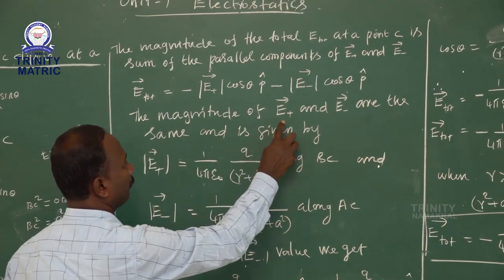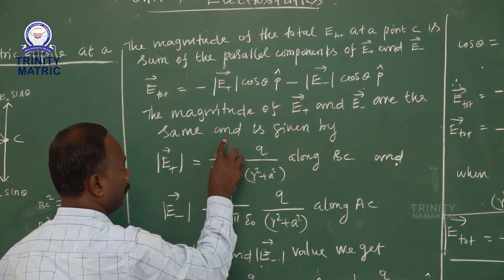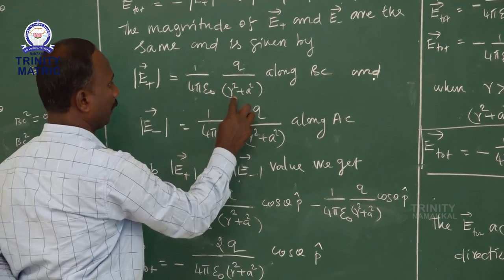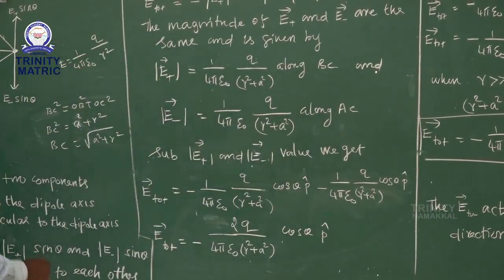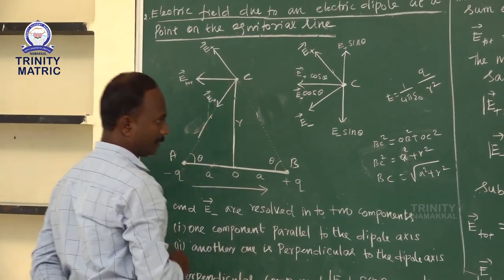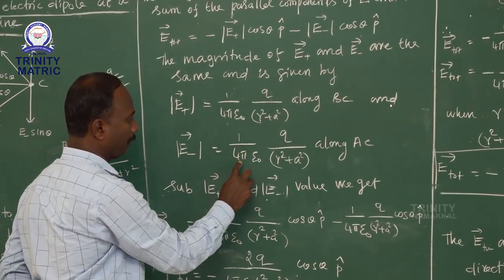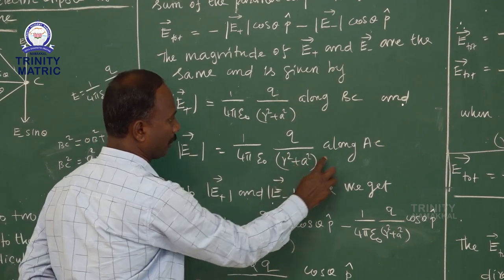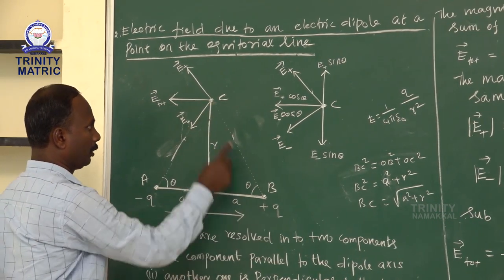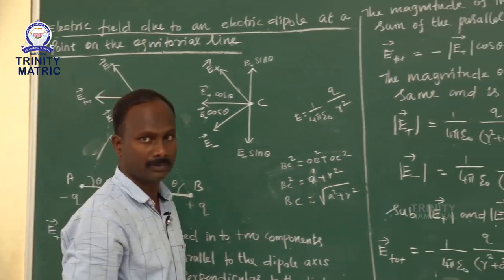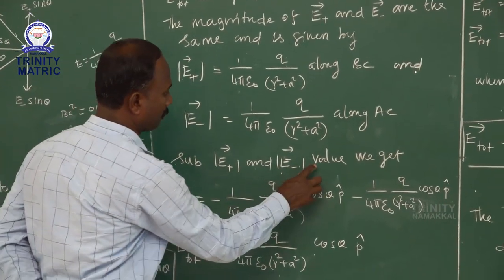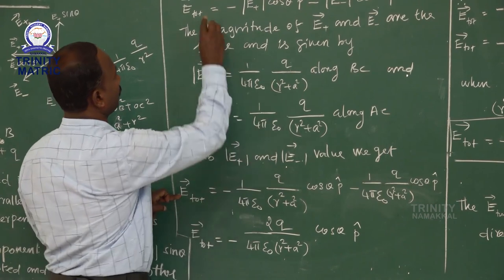So the magnitudes of E plus and E minus are the same and are given by E plus equal to 1 by 4 pi epsilon naught Q by r square plus a square along BC, due to the plus Q, and E minus equal to 1 by 4 pi epsilon naught Q by r square plus a square along AC, due to the minus Q. So the electric fields at point C due to plus Q and minus Q are the same. Now we calculate the resultant of the components. Substituting the E plus and E minus values, we get E total from this equation.